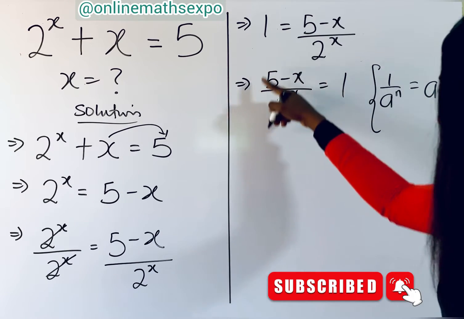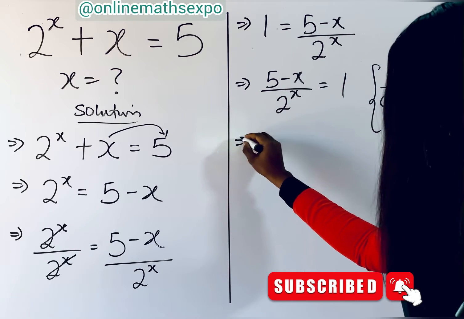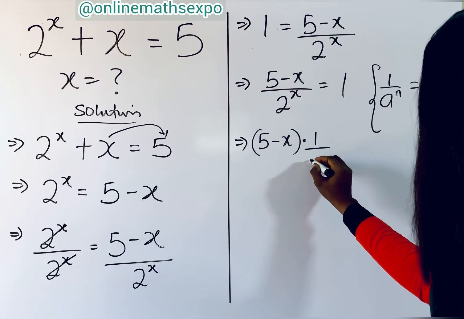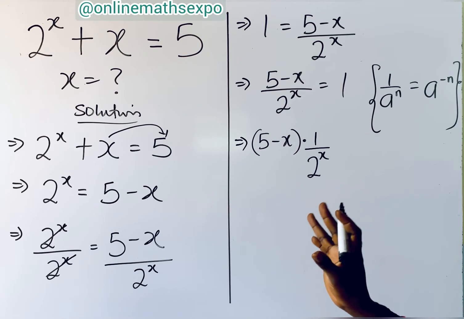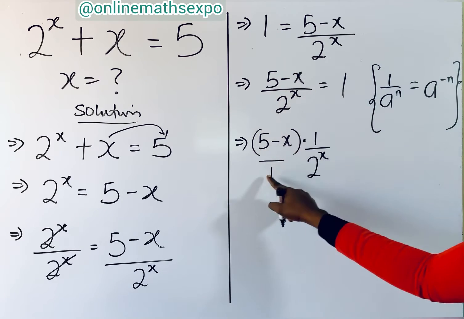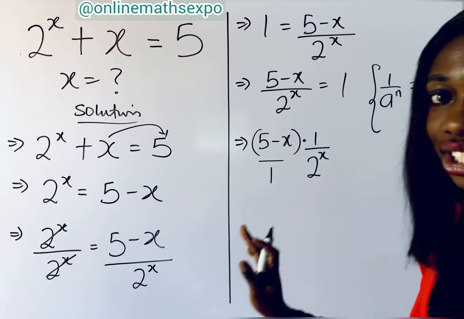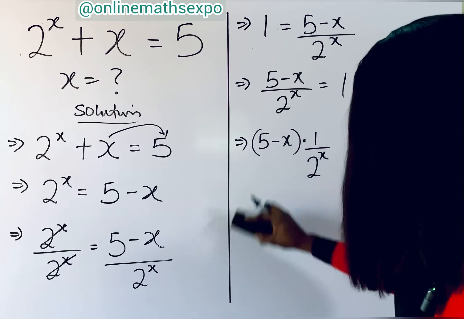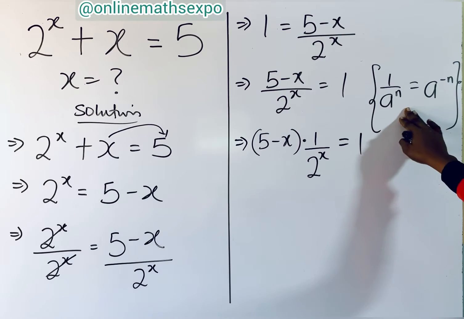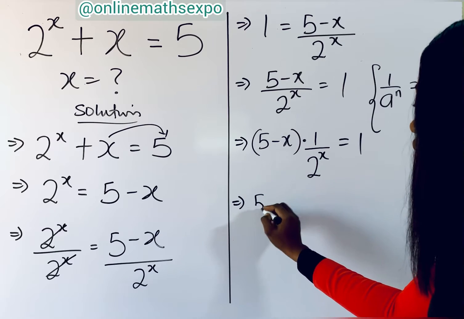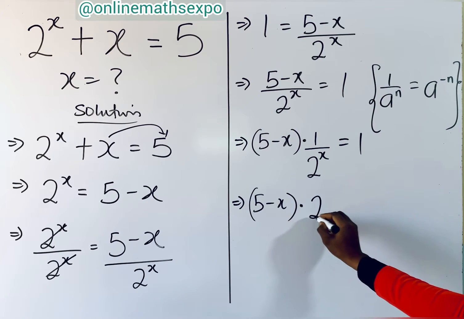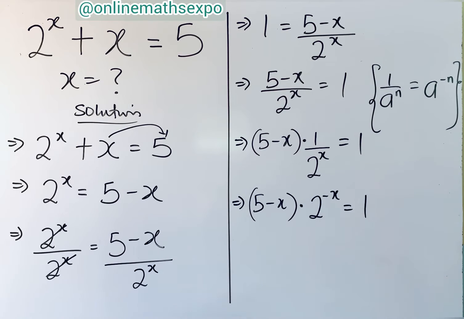Now, when we have this, we can rewrite the left side to be 5 minus x, okay, multiplied by 1 over 2 to the power of x. You have not changed anything because when you make this to be over 1, multiply this, it gives you this. Multiply this by this, it gives you this. So you've not changed anything. So this is the same as this, and that is equal to 1. Now, obeying what we stated here, we are going to have 5 minus x multiplied by 2 to the power of negative x is equal to 1.